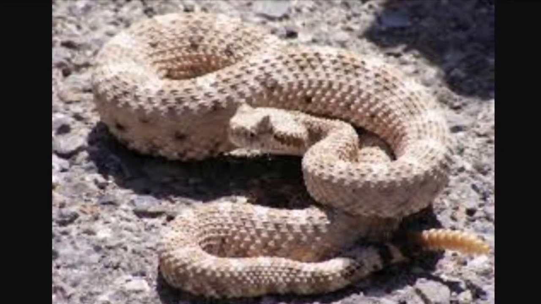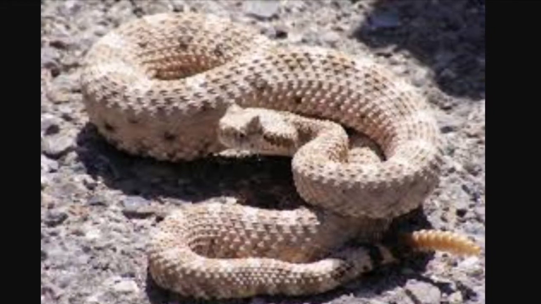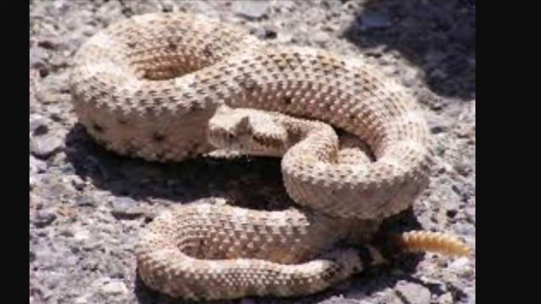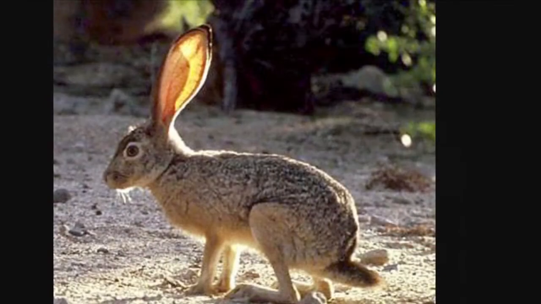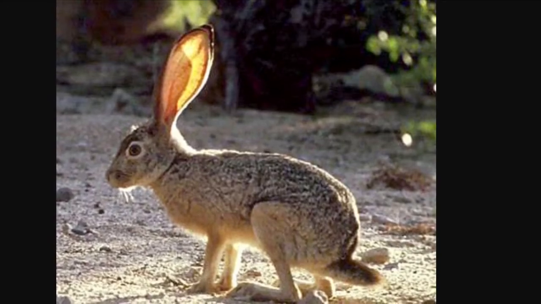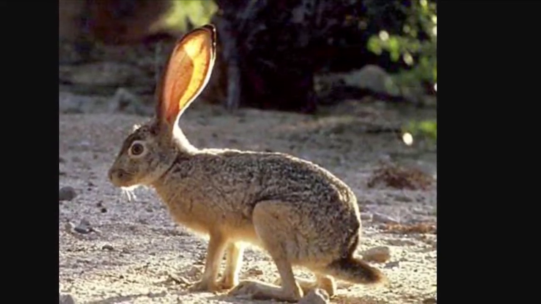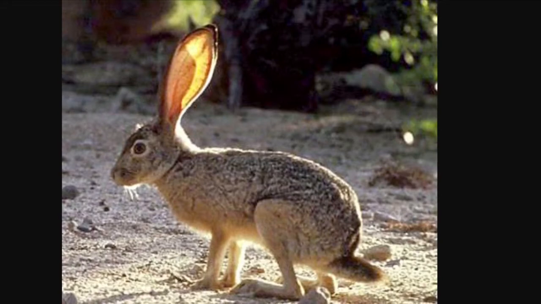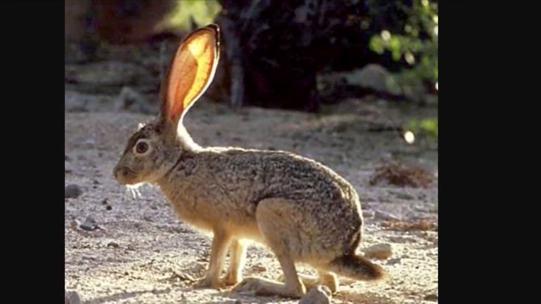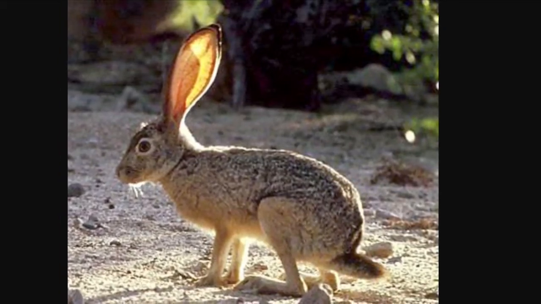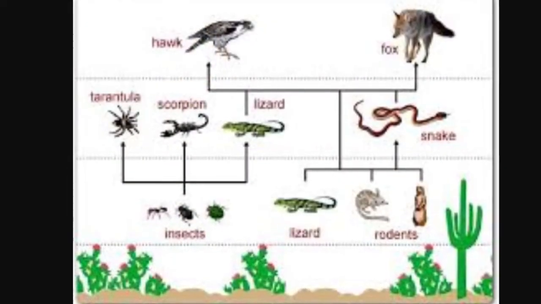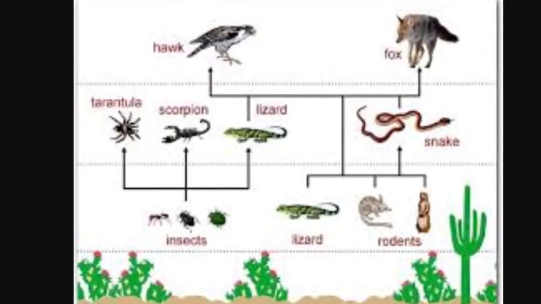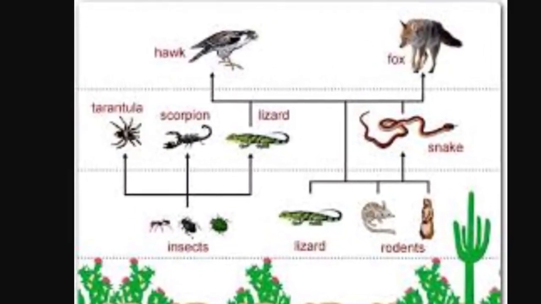Rattlesnakes dig holes in the night to keep warm and to keep protection. So we all know those long and cute ears jackrabbits have. Well, actually, they've adapted to have long ears to cool them off during the long and intense hot summer days in this desert. This is an example of a food web in the desert biome.